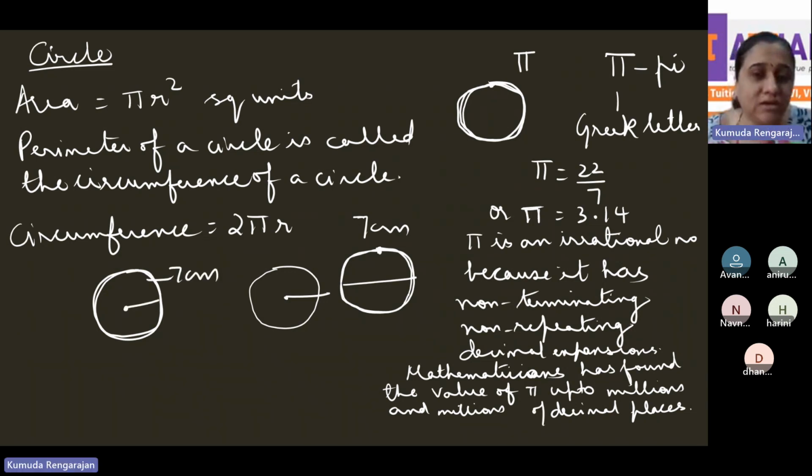What is the radius of the circle? We can find, but now we don't know. What is the diameter of the circle? We can find, but now we don't know. The length of the thread is not the radius or the diameter. It is the circumference of the circle. Is that understood, children?